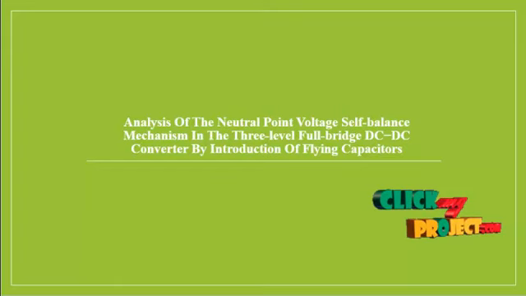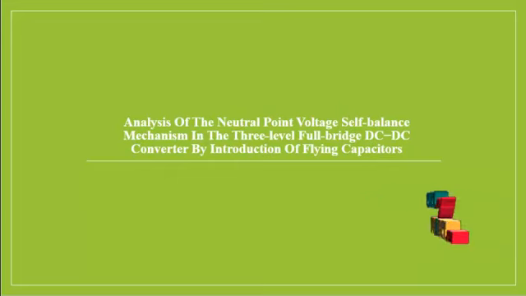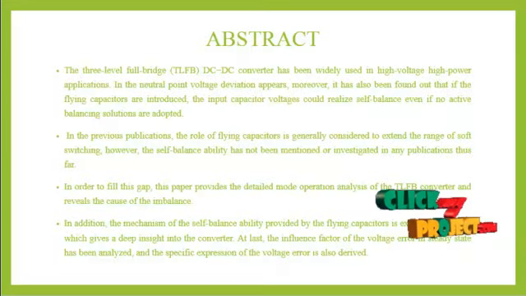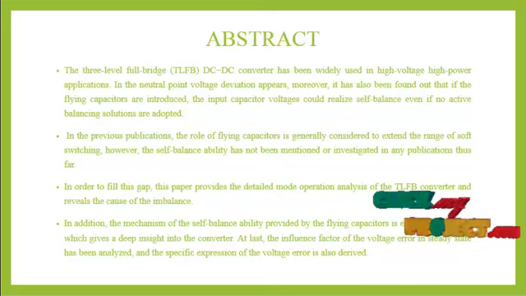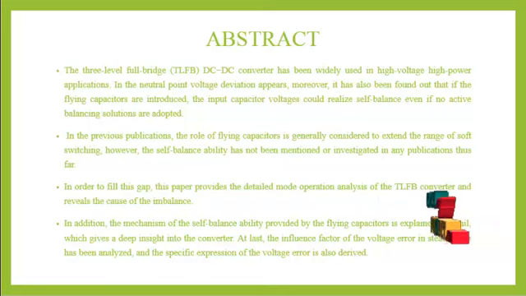Now we are going to discuss the product analysis of the neutral point voltage cell balance mechanism in the 3-level full bridge DC to DC converter by introduction of flying capacitors. Now we are going to discuss the abstract of the product. In this product we implement the 3-level full bridge DC to DC converter.